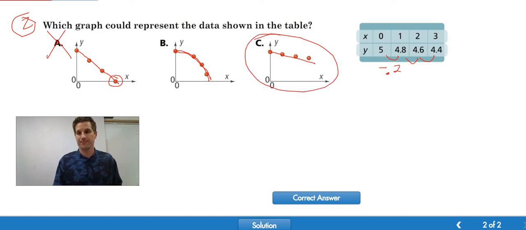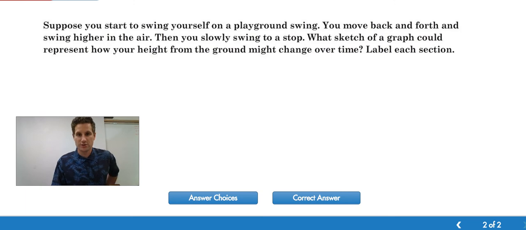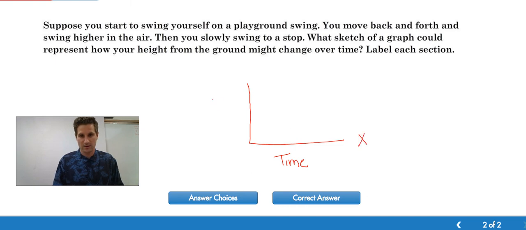Let's look at one more problem. Suppose you're on a swing and you start swinging yourself on a playground. You move back and forth and swing higher in the air. Then you slowly swing to a stop. Sketch a graph that would represent how your height from the ground might change over time. Time we always like to put as our horizontal axis. We call this the x-axis, and then this is the y.